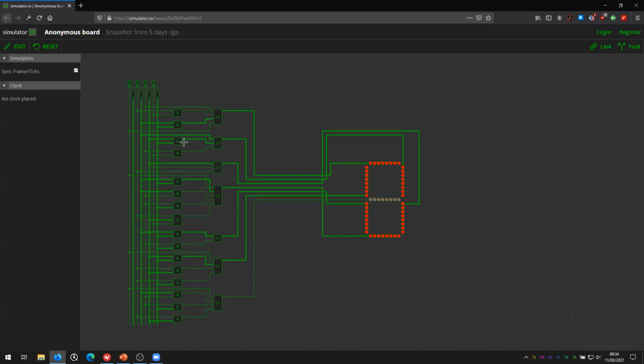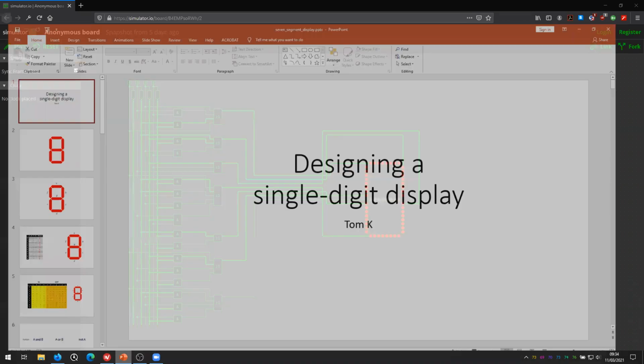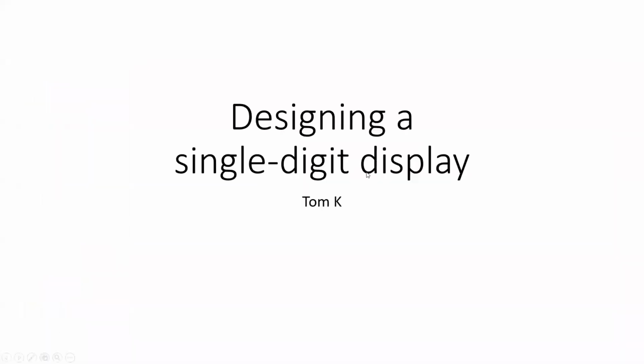So that's the circuit, and what I'm going to do in this presentation is to show you how I built this. So the first thing we're going to start with is the display itself.